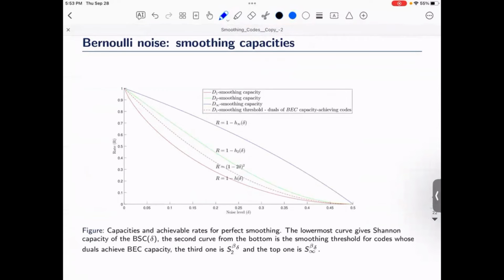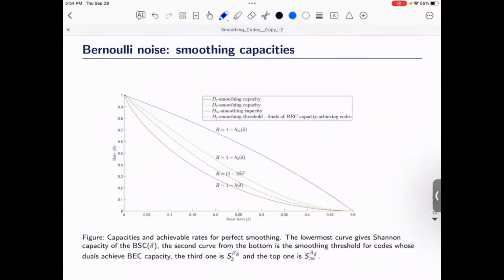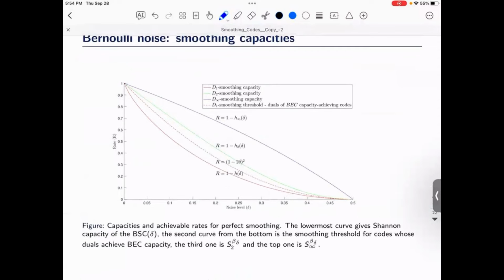Now, here we visualize what we mentioned earlier. Can you see what is written here? You can see the axes are here, noise level delta and rate R. Here this is S, sorry, this should be S1, that is the D1 smoothing capacity. This is S2, this is S infinity.